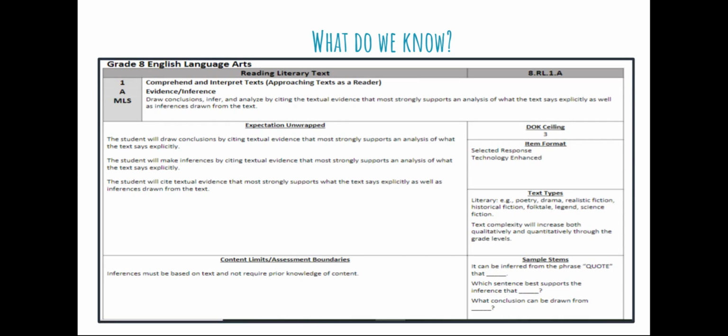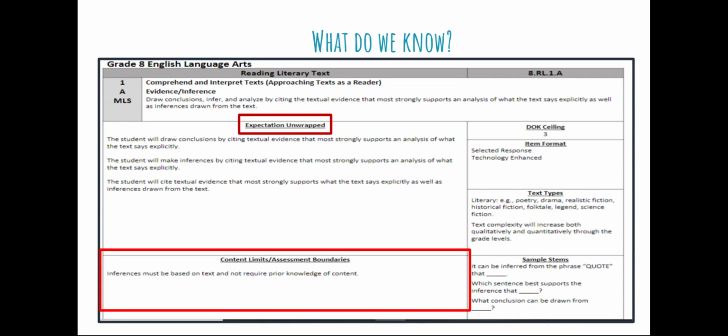So what do we need to know with an item specification? There are different components that are very helpful. First, the expectations unwrapped. This is a section where the standard has been broken down into more specific skills and content. Next is the content limitations and assessment boundaries. This box gives you a limit to what will and will not be assessed on the test. The DOK ceiling provides the highest level of depth of knowledge that will be assessed.